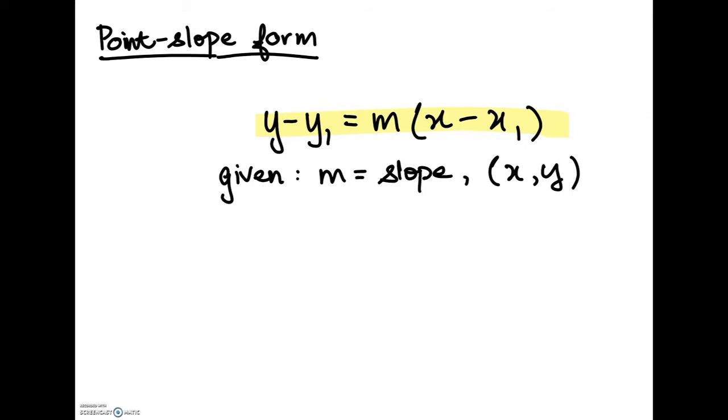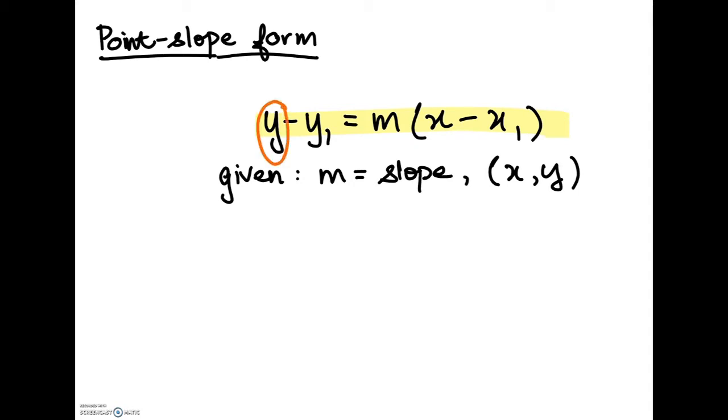Hey everyone, in today's video we're going to be talking about the point-slope form of a line. The point-slope form is a simple formula that you can use to find the equation of a line. It's pretty straightforward. If we look over here in the middle, I've highlighted the formula. It's y minus y1 equals m times x minus x1.